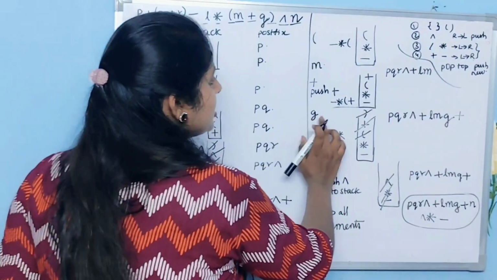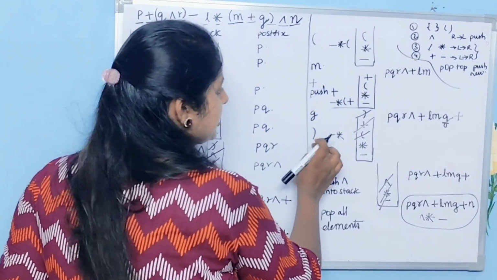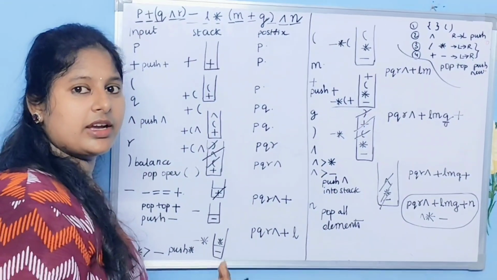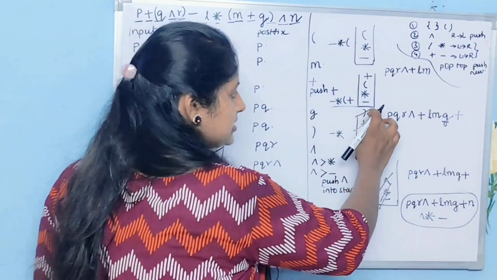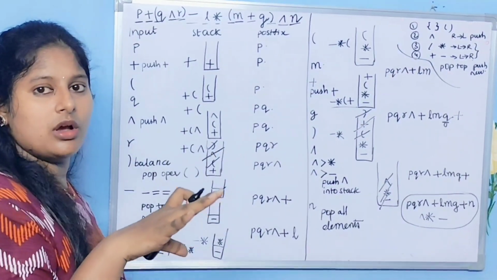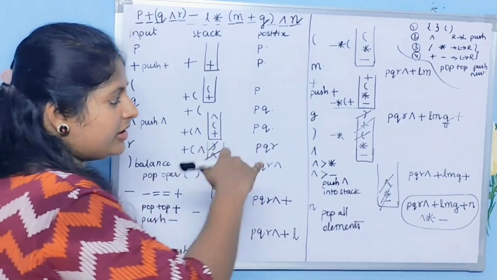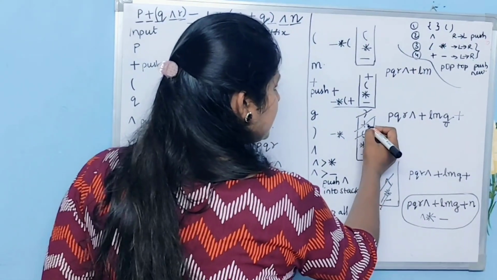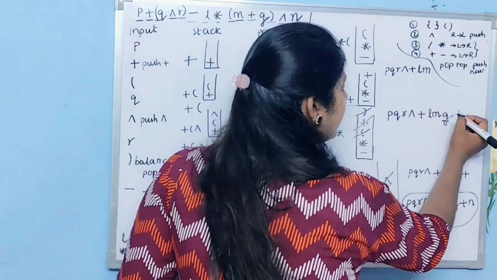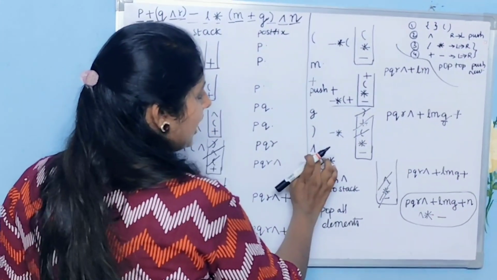is G. G will directly be added into postfix expression. Now close the brace. What should I do if I get a right parenthesis? I have to balance the left and right parenthesis and pop all the elements between those. Okay, only between left and right parenthesis elements should be popped and written in the postfix expression. So plus is removed and written over here. Okay. Next, I've got cap.